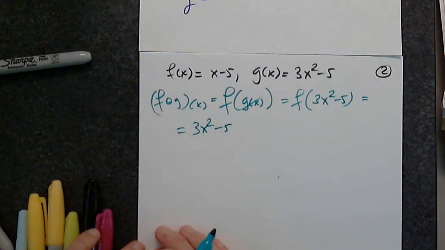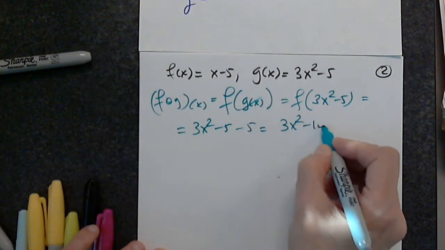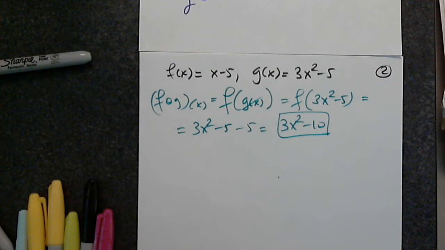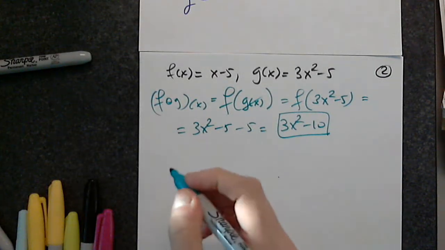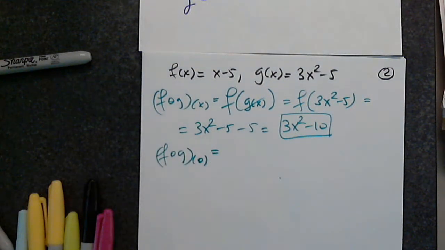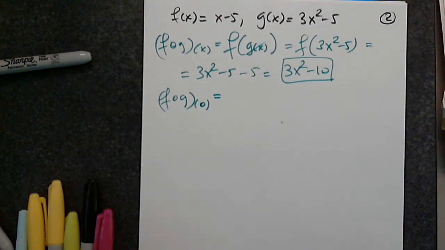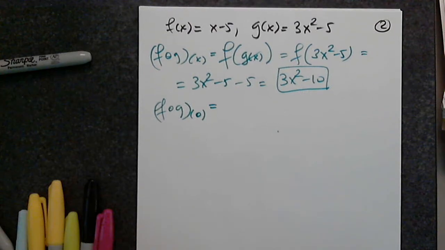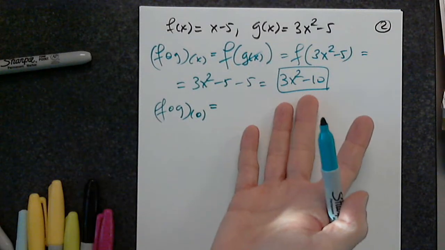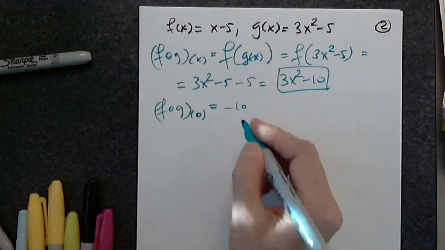This is whatever, and then minus 5. So this is 3x squared minus 10. This is f comma g. Since I'm here and I have the function, I would like to find f comma g of 0. What does that equal to? Exactly. The function is here. I have it. It's done. Negative 10. Very good. Perfect.